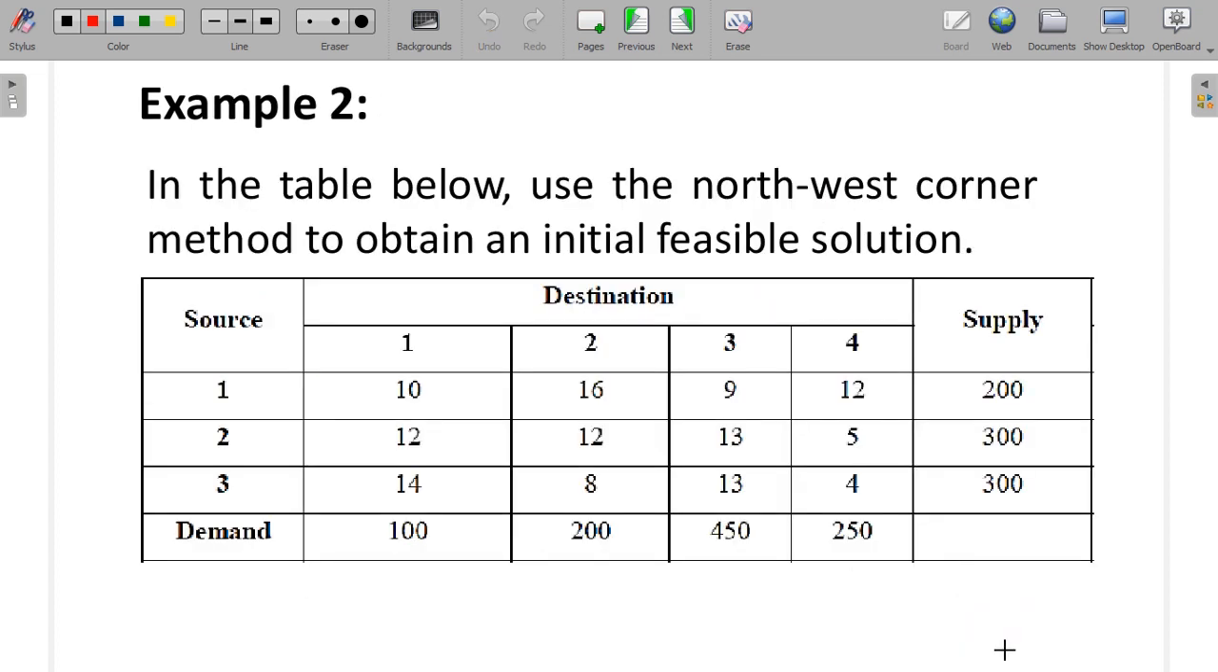Okay? Now, we have seen the first example, and now let's go to example 2. If the transportation problem is not balanced, how do we work on that? So in this particular table, we are told to use the northwest corner method to obtain an initial feasible solution. So the first thing is to determine whether the transportation problem is balanced or not. If you add here, we have 800, while here we have 700, 900, and this is 1,000. So the demand is 1,000, while the supply capacity is 800. So you see that the demand is in excess, exceeding the supply by 200. That means our transportation problem is not balanced.